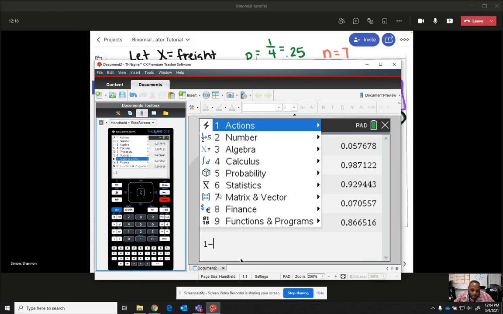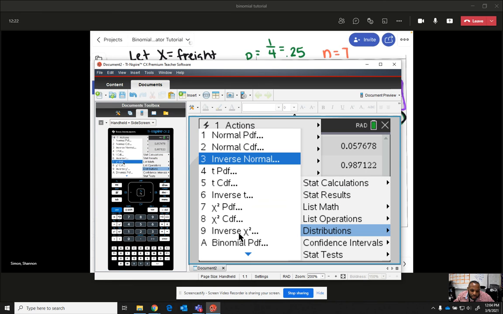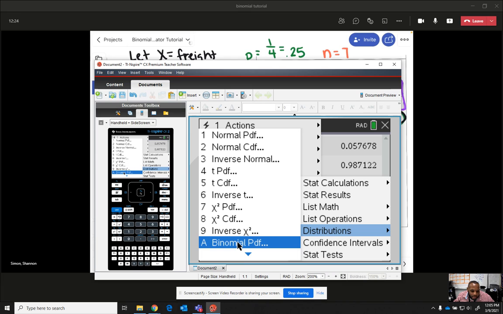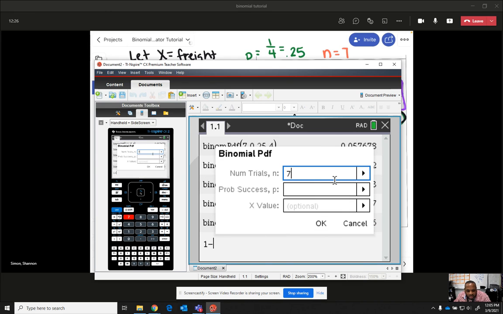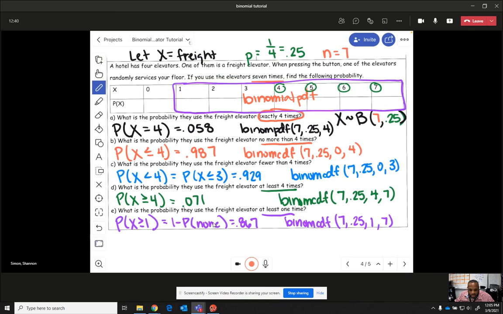So exactly 0 is what you can calculate. We would do menu, 6, 5, and this time exactly means PDF. And I can do it like this, 7, 0.25, and the X is exactly 0, it's here. You calculate that, you get the exact same thing. This is just 1, you're taking away from the entire sample space the 0 case. And that also gives you at least 1. So in this case, here's what you're going to get, either way you do it.